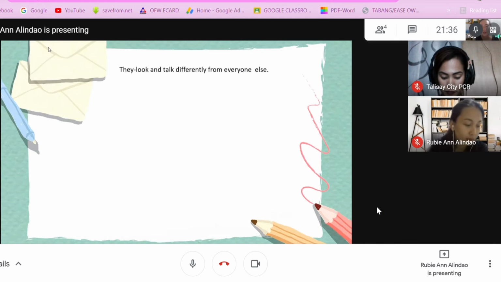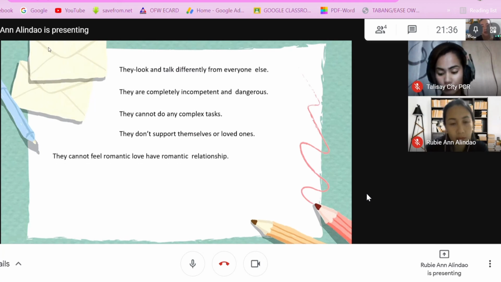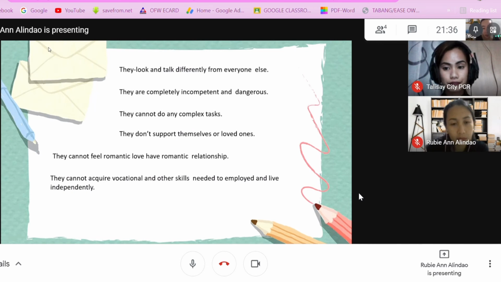Right, the first myth is that they look and talk differently from everyone else. They are completely incompetent and dangerous. This one is very not true because they are innocent and they are gentle. They cannot do any complex task. Next, they don't support themselves or loved ones, and they cannot feel romantic love or have romantic relationships. They cannot acquire vocational and other skills needed to be employed and live independently.